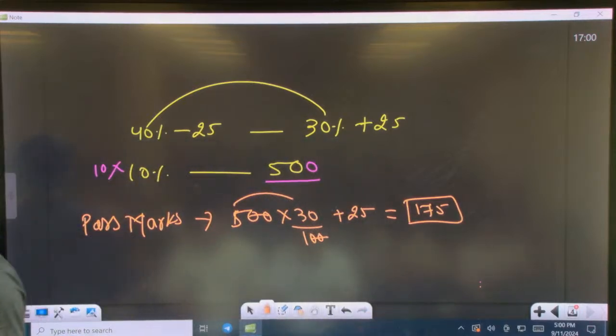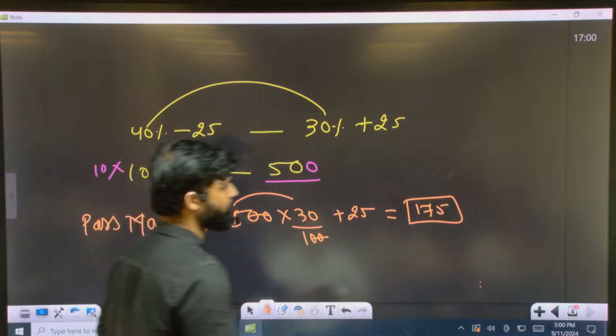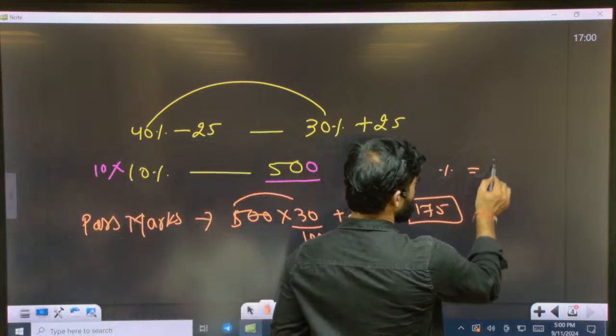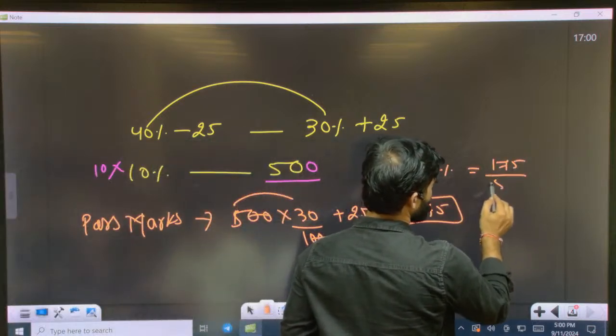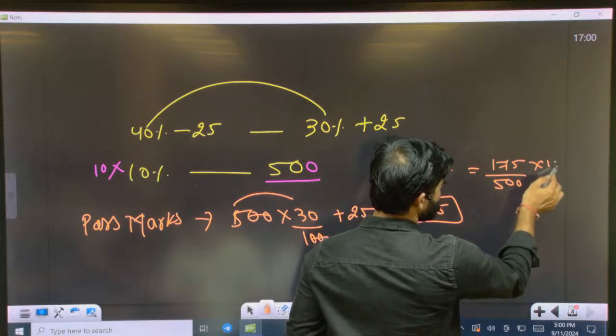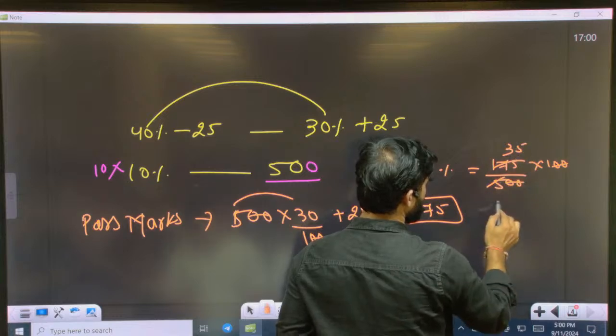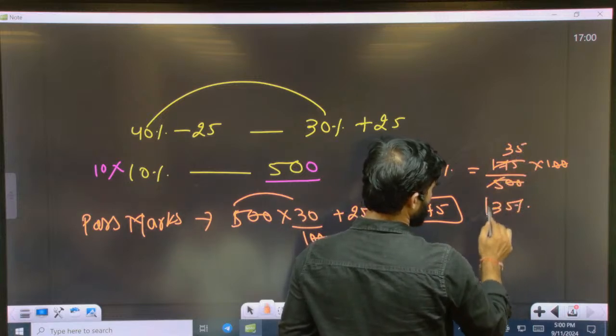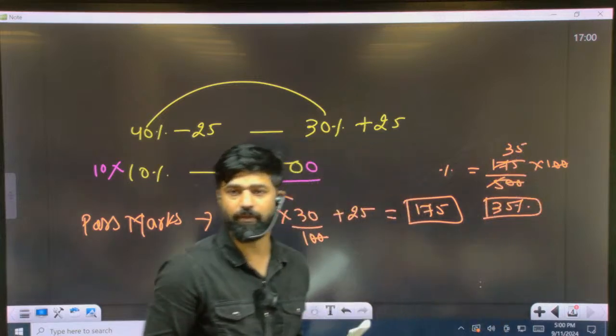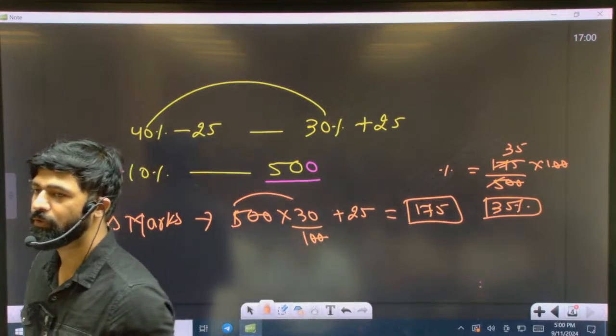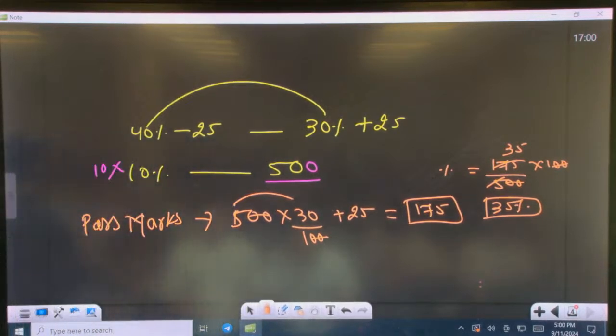If you have to find out the passing percentage, then divide 175 by 500 into 100. 5, 3 and 5. 35% is the passing marks. Any problem? He can ask anything.